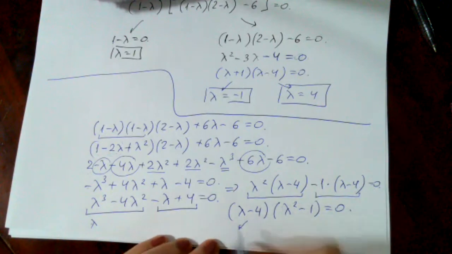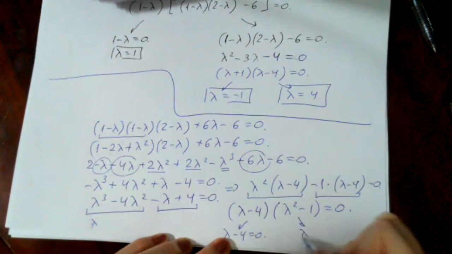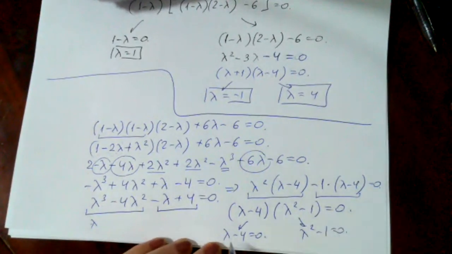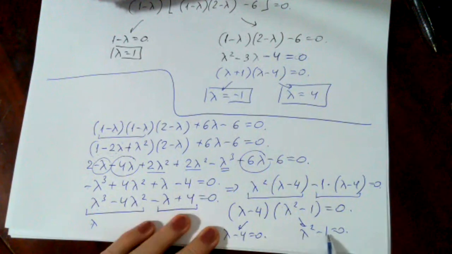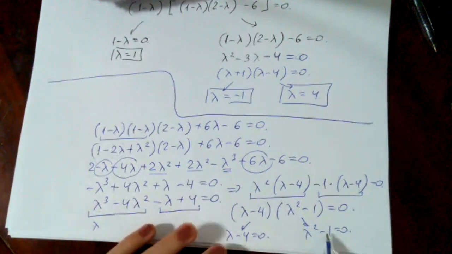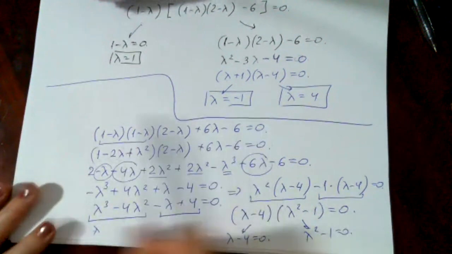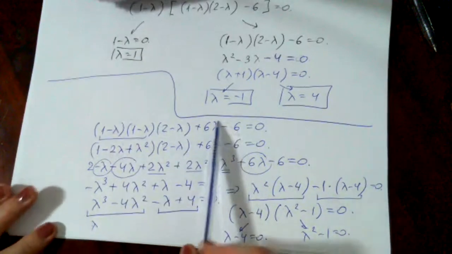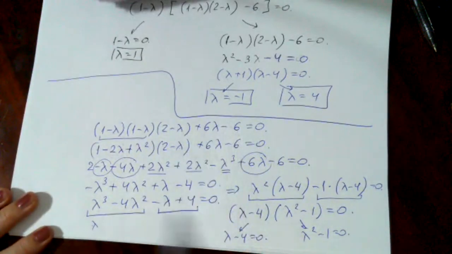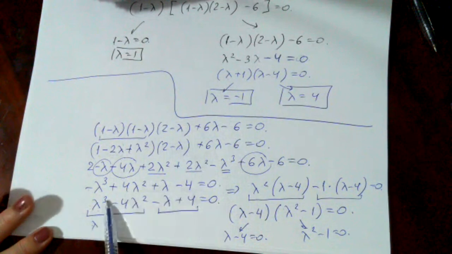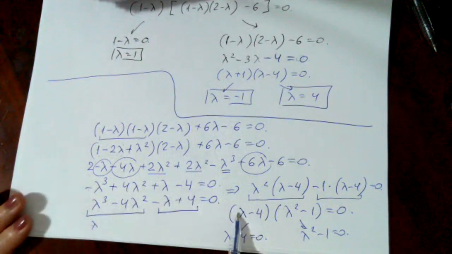And so we can immediately solve this equation. Lambda minus 4 is equal to 0, and this term is equal to 0. And you immediately see that this is our root 4, and this equation will give us two remaining roots, 1 and minus 1. So even if you don't notice this beautiful factorization at the very beginning, there are chances that you will get quite a beautiful cubic equation and still will be able to factorize it.